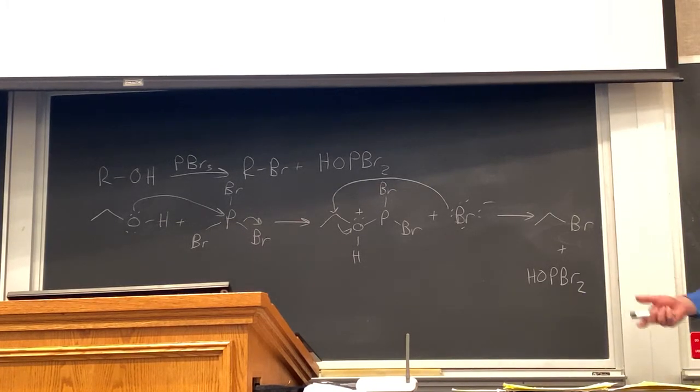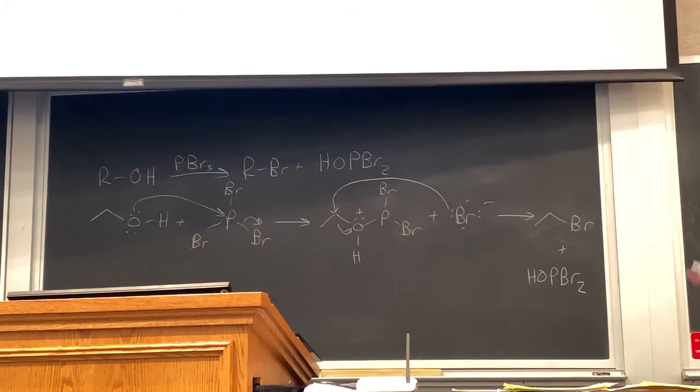And then we displace a bromide in the process. And then in the second step, the bromide comes in the SN2 process, breaking the carbon-oxygen bond, displacing the leaving group, and giving us the alkyl bromide. Okay. So one difference between this and the thionyl chloride reaction is we don't need to deprotonate the alcohol, so we don't need base in this reaction. We can just use the bromide directly.